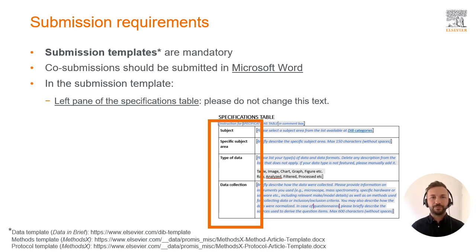For example, here's a screenshot of the specifications table of Data in Brief's template. In the first part of the template, you are requested to fill in the specifications table. Please do not change the contents of the first column, but only enter the specifications of your manuscript in the second column, where now the instructional blue text is.